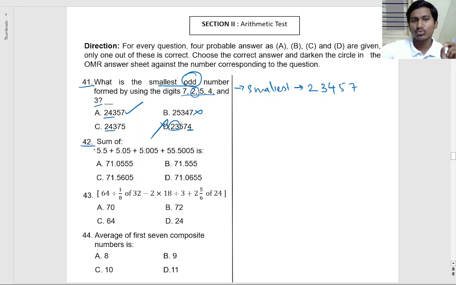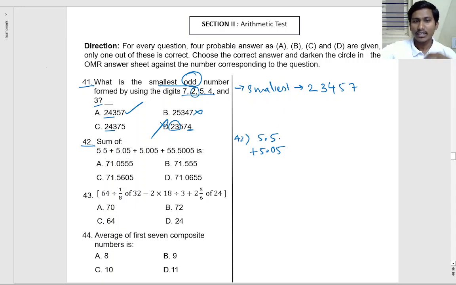Next, question 42, what is the question? We have to find the sum here. That is 5.5 plus 5.05. We know addition of decimal numbers, we have to align the decimal point and then add it. Don't be confused, just do it slowly and correctly.